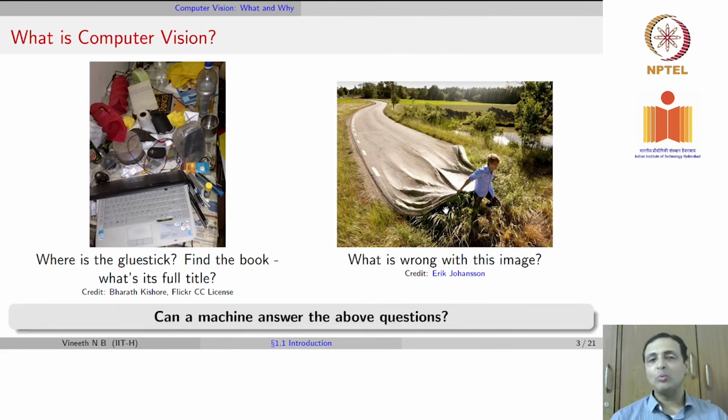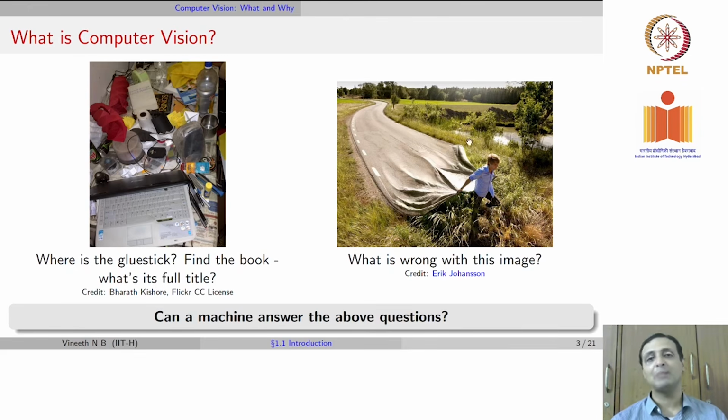Now, what we want to find out in this course is, can a machine answer the same questions? Is it trivial for a machine to understand the clutter in an image and isolate one particular glue stick whose pose is very atypical, where the name glue stick is not revealed on that particular object? Or can a computer find out that from the word rings and from the font on that particular word, you can fill in and say the book is Lord of the Rings?